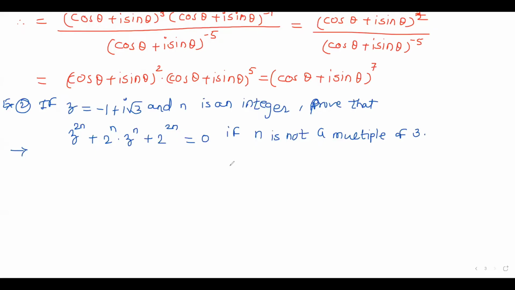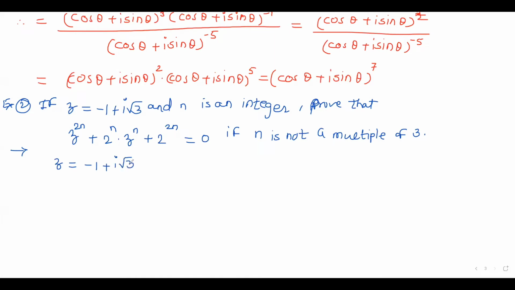The next question is, if z is equal to minus 1 plus i root 3 and n is an integer, then prove that z raised to 2n plus 2 raised to n into z raised to n plus 2 raised to 2n is equal to 0 if n is not a multiple of 3, right? So first of all, it is given that z is nothing but minus 1 plus i into root 3, right?